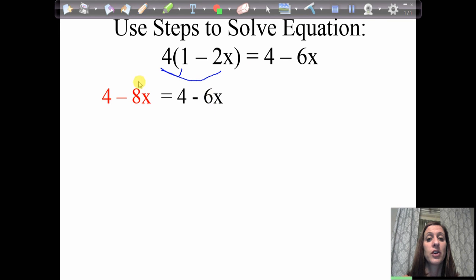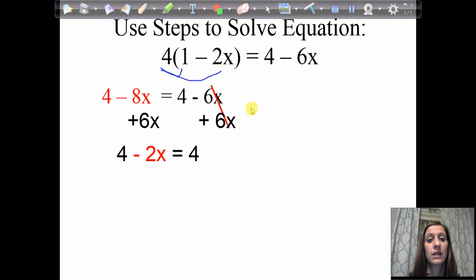Again, I have two variables to move. A lot of you like to solve with the variable on the left-hand side, so I'm going to add 6x because it's subtraction. And when I do that, I'm going to be left with 4, and then you have to be careful. This is a negative 8x plus 6x, which will give me negative 2x. And then we haven't used the 4 on the right-hand side.